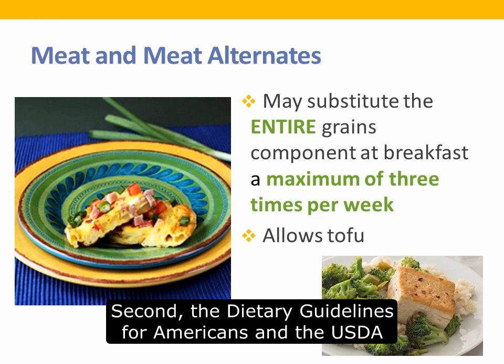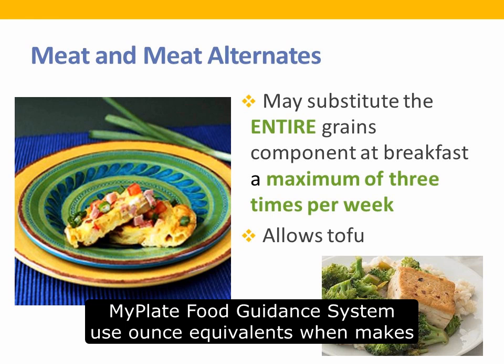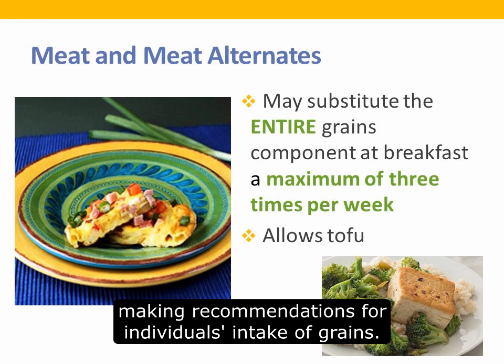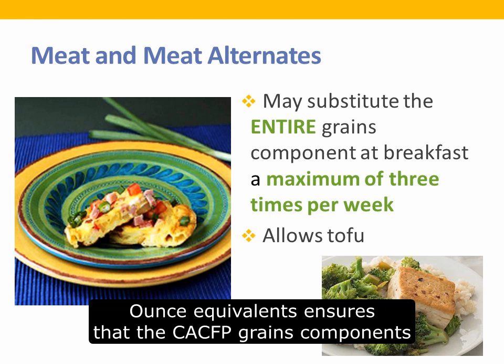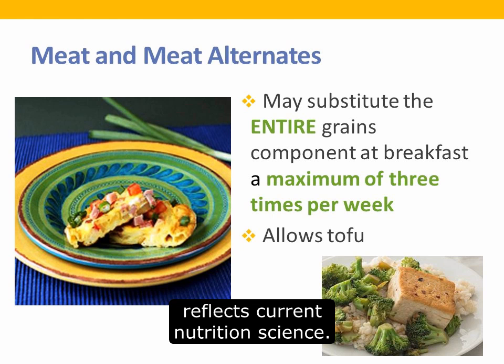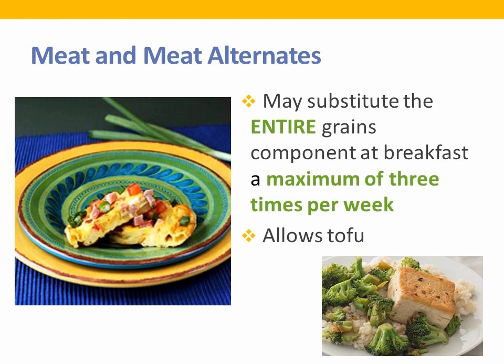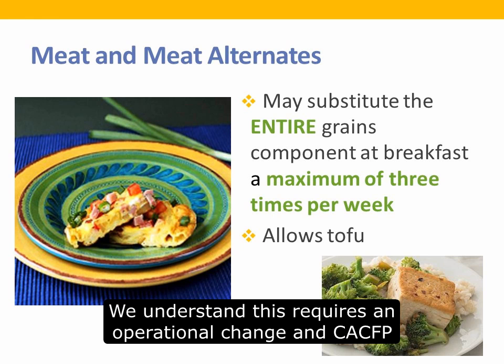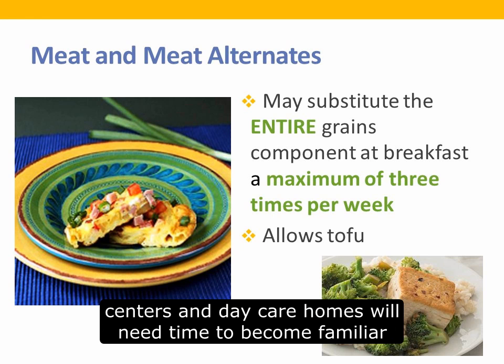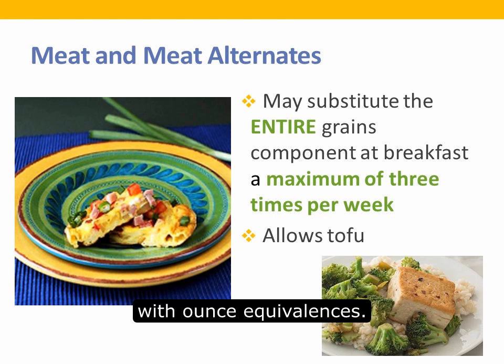Second, the dietary guidelines for Americans and the USDA MyPlate food guidance system use ounce equivalents when making recommendations for individuals' intake of grains. Ounce equivalence ensures that the CACFP grains component reflects current nutrition science. We understand that this requires an operational change, and CACFP centers and daycare homes will need time to become familiar with ounce equivalences.